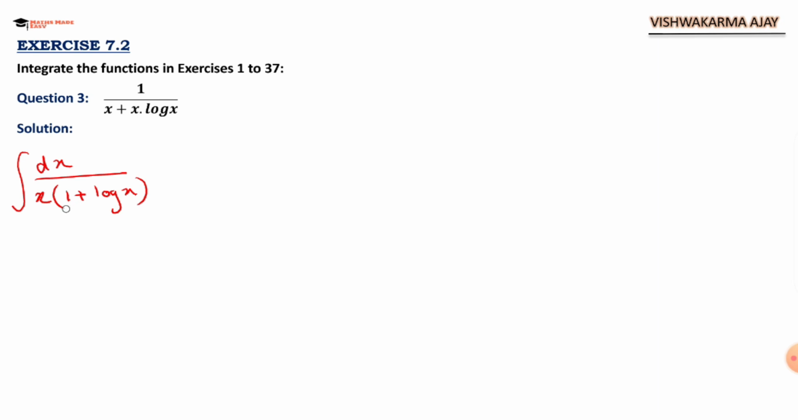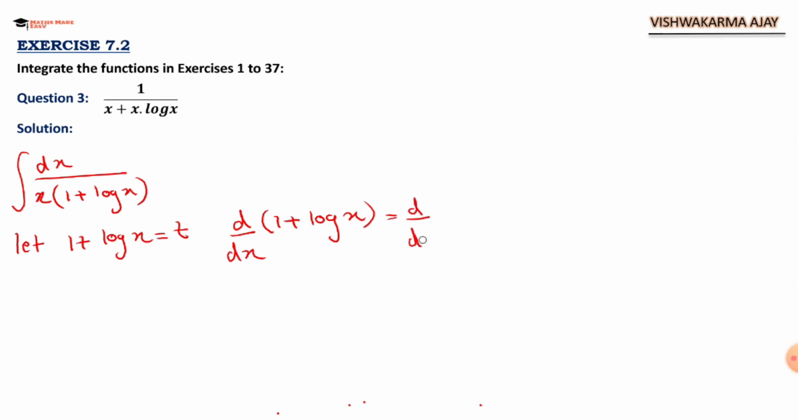So in this case, if I take 1 plus log x as t, let 1 plus log of x is equal to t. So I can write d upon dx of 1 plus log x is equal to d upon dx of t. Derivative of 1 is equal to 0. So it is equal to 1 upon x is equal to dt upon dx. Finally, the value of dt is equal to dx upon x.